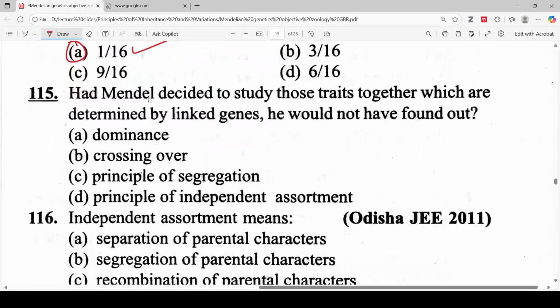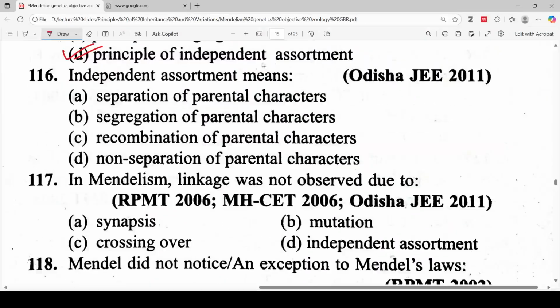Had Mendel decided to study those traits together which are determined by linked genes, he would not have found out: dominance, crossing over, principle of segregation, or principle of independent assortment. The correct answer is principle of independent assortment. Independent assortment means separation of parental characters, segregation of parental characters, recombination of the parental characters, or non-separation of the parental characters.